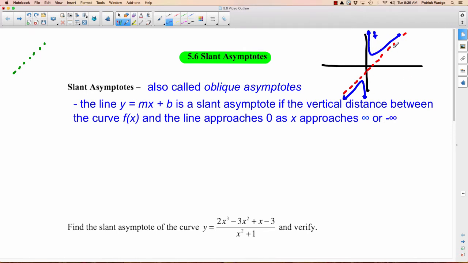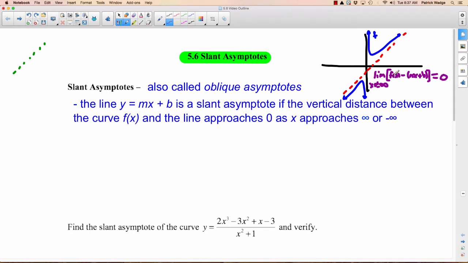What needs to be true in order for this to be a slant asymptote is that the limit of f of x minus (mx plus b), as x approaches plus or minus infinity, has to equal 0. If that's the case, then this is a slant asymptote.